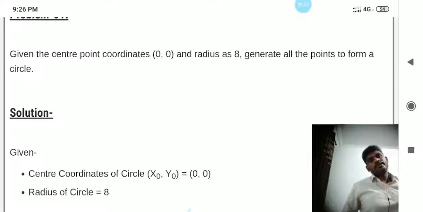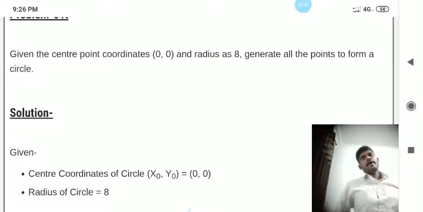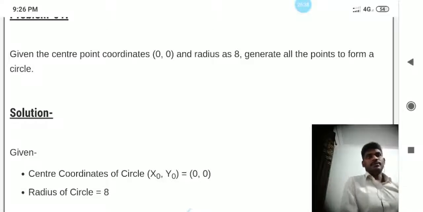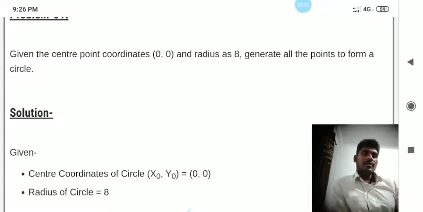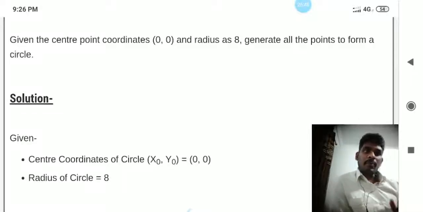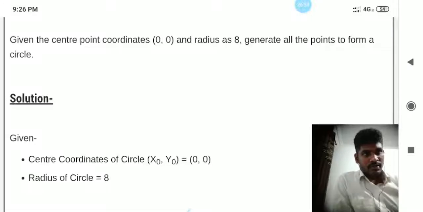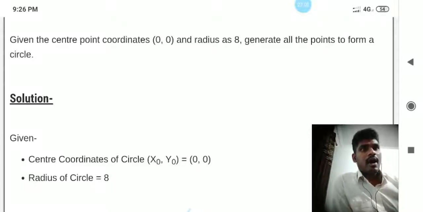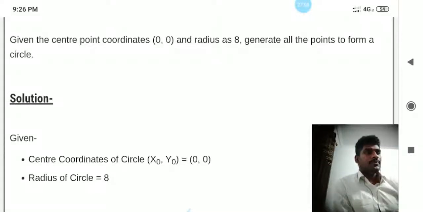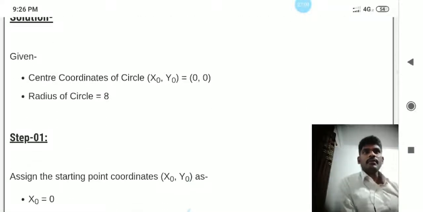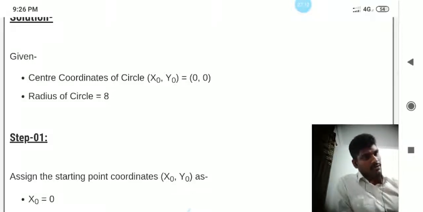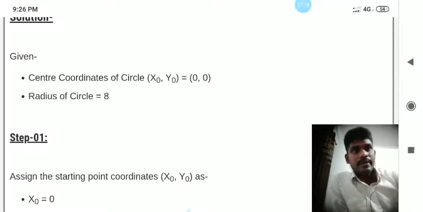First we are taking the center point coordinates as 0, 0. So x plot, y plot is equal to xc plus x naught, yc plus y naught. We are taking the first x, y coordinates. The x coordinate equals 0, the y coordinate equals 0, and r, the radius, is equal to 8. Now substitute these values: the center coordinate of the circle x naught, y naught is 0, 0, and the radius of the circle is 8.